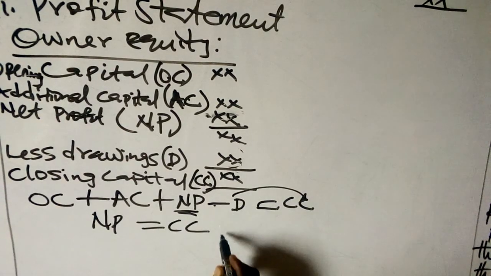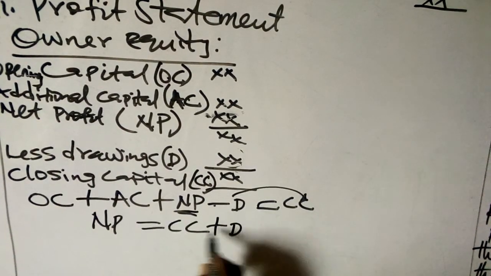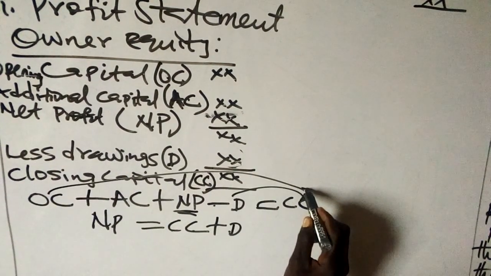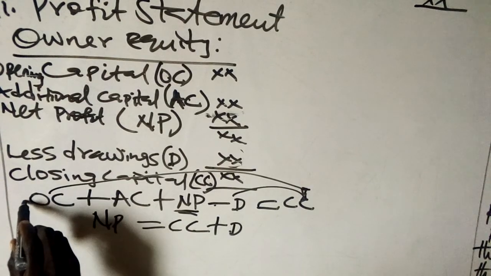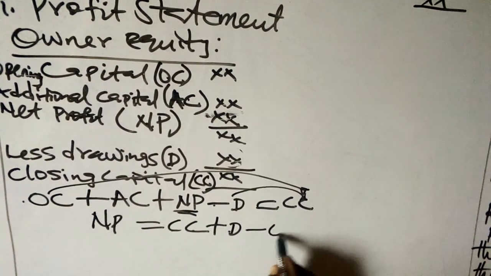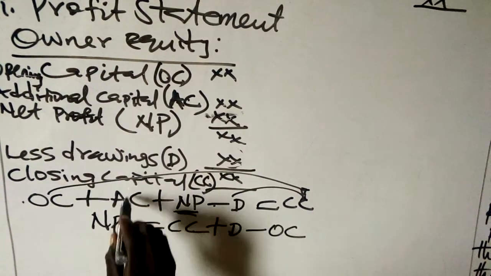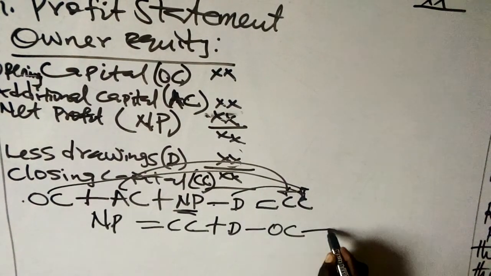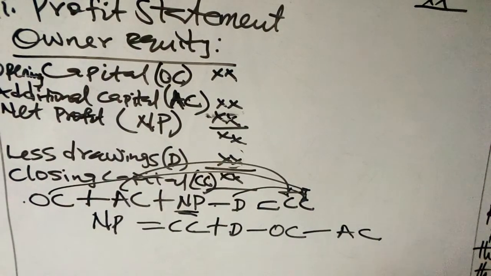This minus becomes plus. That means we have plus drawings: closing capital plus drawings. Take this to go and join the CC. This is plus OC before, it becomes minus OC, minus opening capital. Take AC to go and join CC as well. This plus becomes minus AC, which is additional capital.